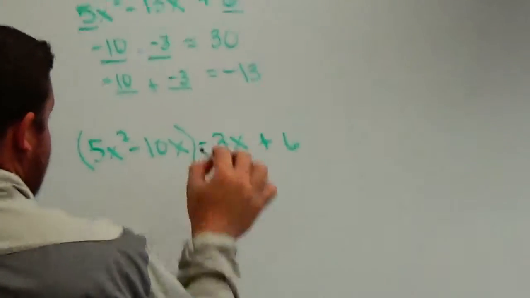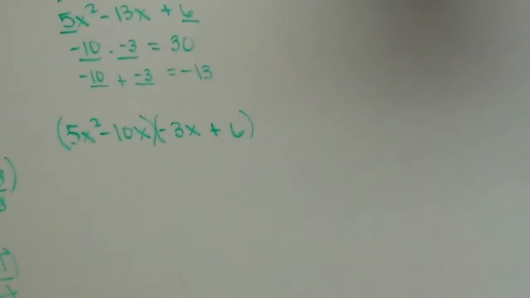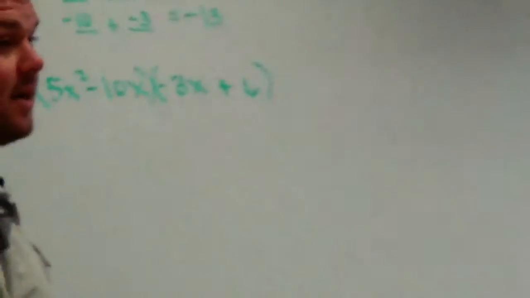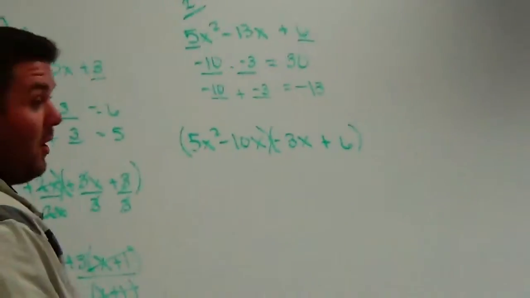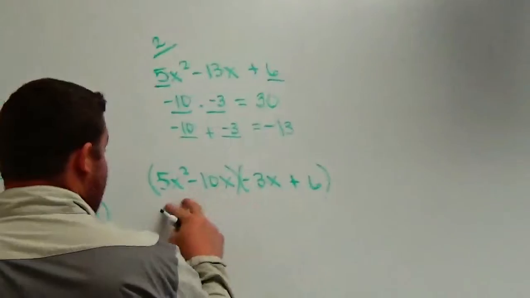Alright? When we do that, we can group the 5x squared and the negative 10x, and the negative 3x and the 6, right? We can group those together now. Okay? Once I have them grouped, we can find the common factors out of both sets. What's the common factor here? They both have a 5. They both also have what? An x. Alright? They both have a 5x.